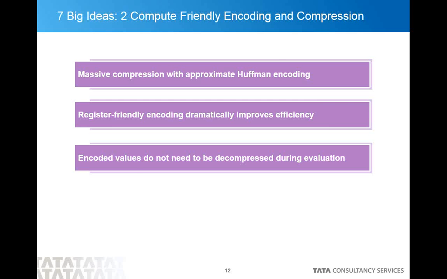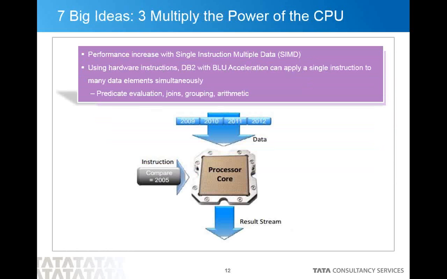And in another way, we can say that we are gaining in terms of performance. Now moving on to the next slide. The next big idea is to multiply the power of the CPU. The third big idea is leading edge CPU technology found in today's modern core processors, that is called SIMD, single instruction multiple data. SIMD instructions are low-level CPU instructions that enable us to perform the same operation on multiple data points at the same time.